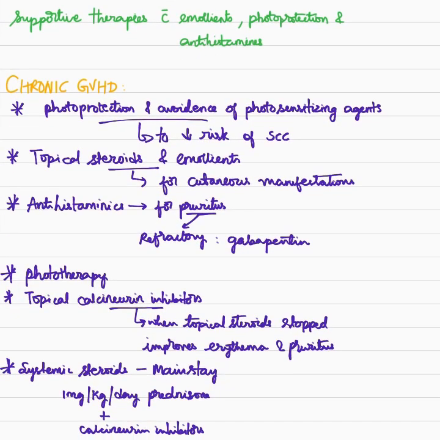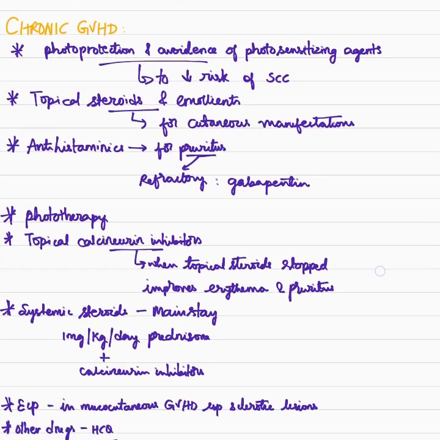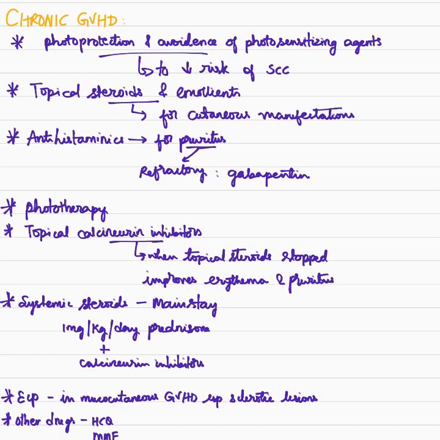Coming to chronic GvHD, photoprotection and avoidance of photosensitizing agents is important. It is very pertinent to reduce the risk of squamous cell carcinoma in these patients, and topical steroids and emollients should be tried to improve cutaneous manifestations, but patients of chronic GvHD often require systemic therapy. Antihistaminics for pruritus, and in refractory cases that do not respond to antihistaminics, we can go for gabapentin.